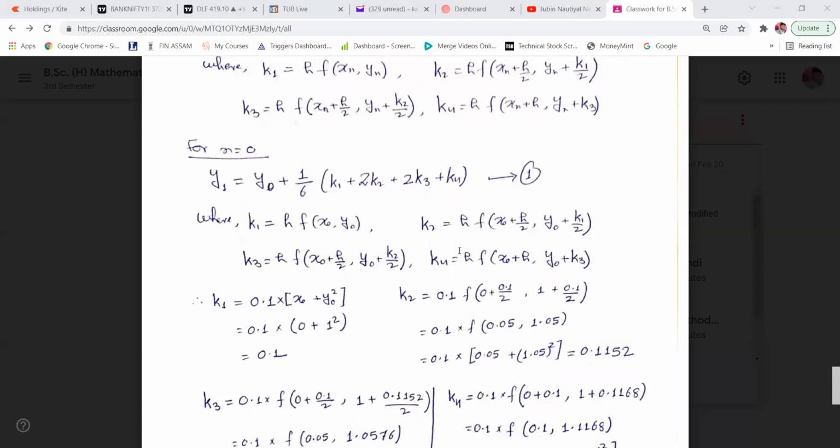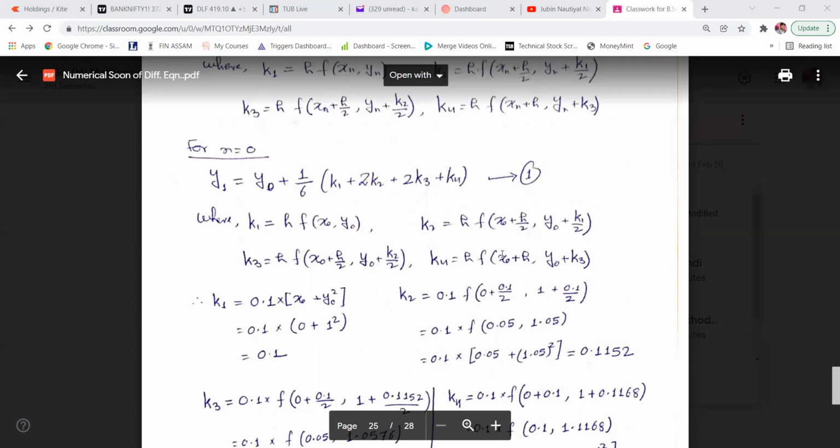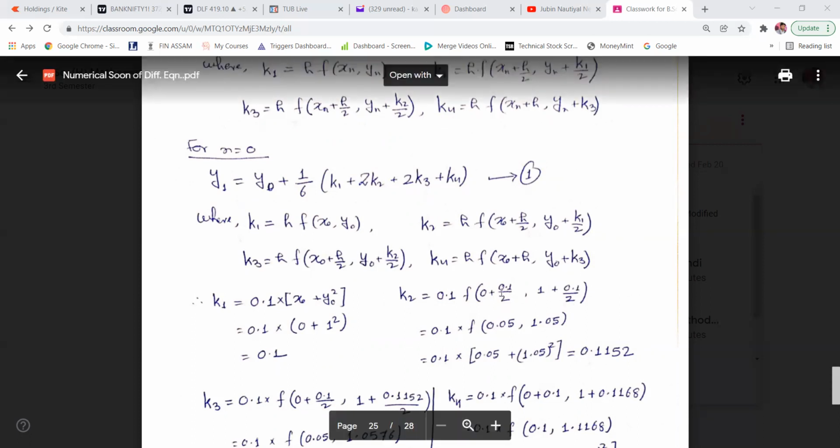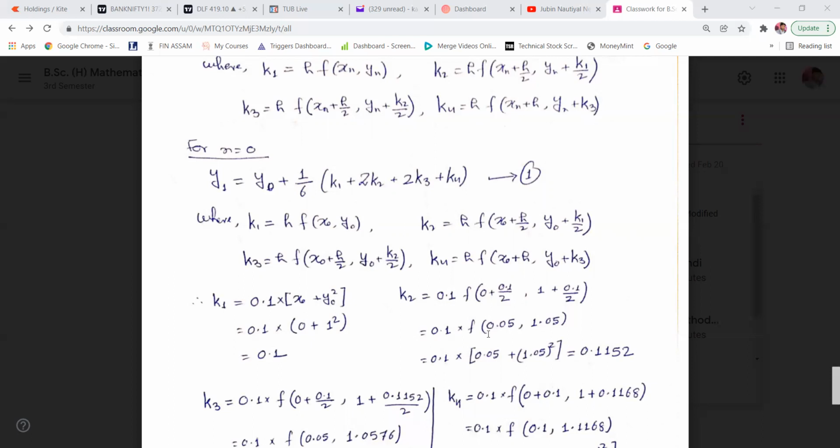Similarly, k2 will be h f of x0 plus h by 2, y0 plus k1 by 2. Here x0 is 0, h is 0.1, so 0.1 by 2, comma 1 plus k1 by 2. K1 is 0.1, so k1 by 2 is 0.05. So the value of x will be 0.05 and the value of y will be 1.05.